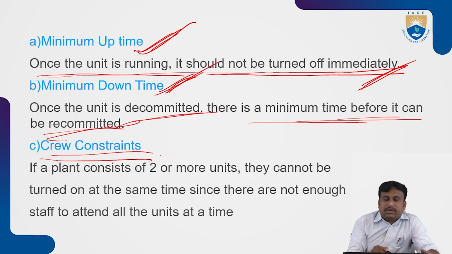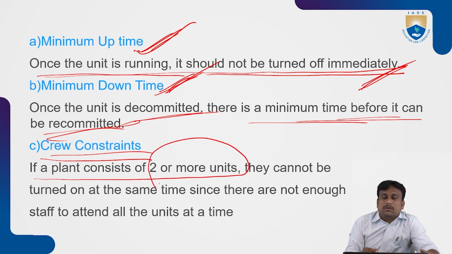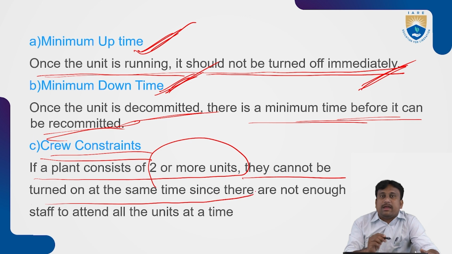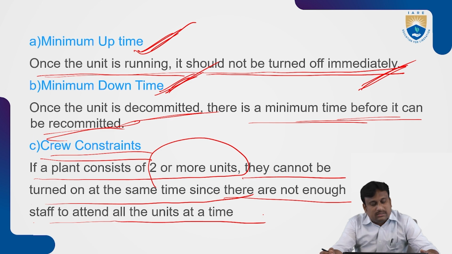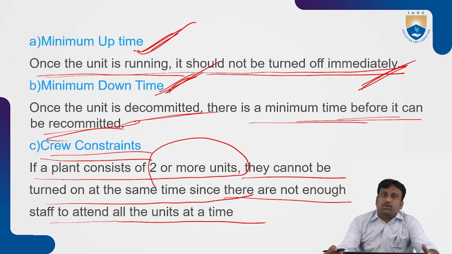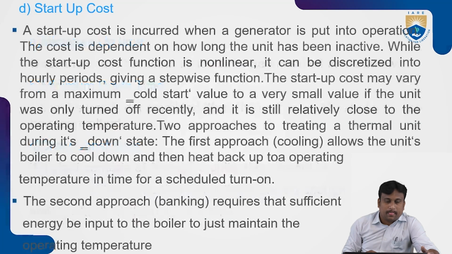Next, crew constraints. What do crew constraints mean? If a plant consists of two or more units, they cannot be turned on at the same time, since there is not enough staff to attend to all the units at once. So this is the reason we go with the crew constraints, that means a group of constraints.